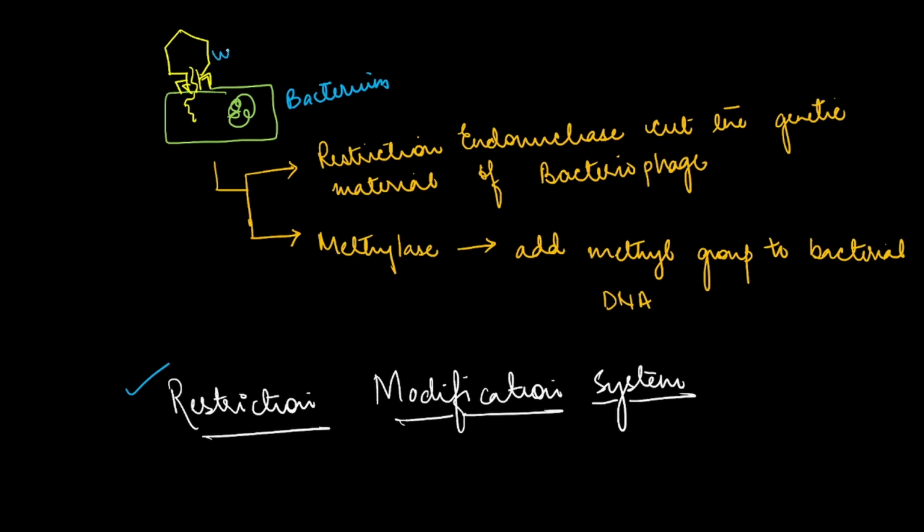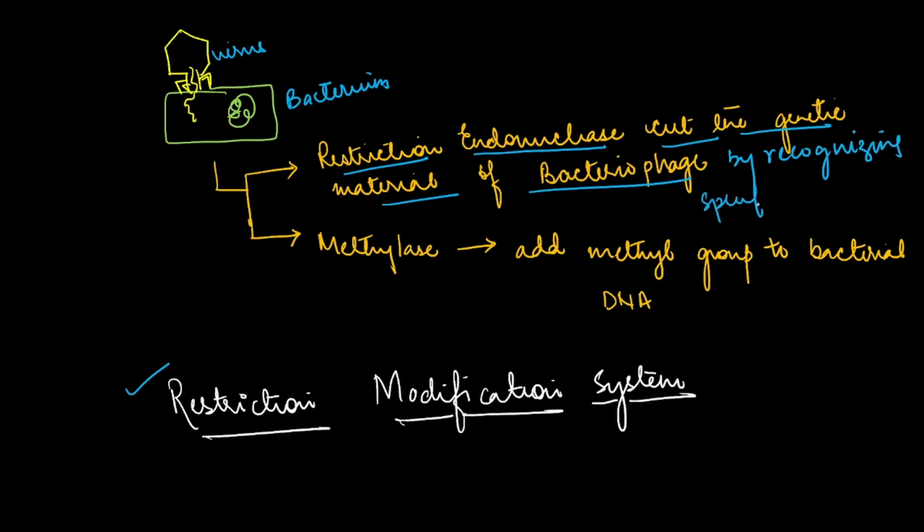when a virus infects a bacterium, what will the bacterium do as a defense mechanism? Bacteria will produce an enzyme known as restriction endonuclease. What is the function of this enzyme? This enzyme cuts the genetic material, the DNA of the bacteriophage, by recognizing a certain specific sequence. Now, this specific sequence will also be present in the bacterial chromosome.